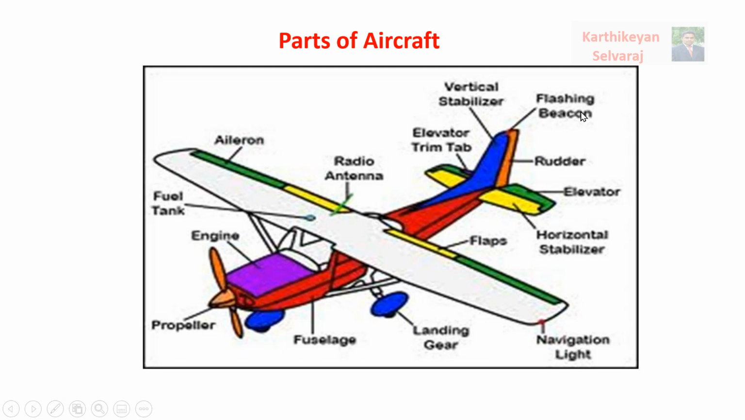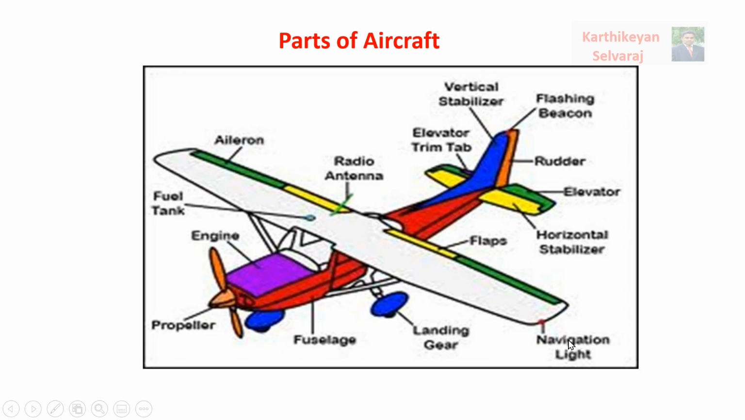The first one is the flashing beacon. So what is the purpose of the flashing beacon? The flashing beacon will normally be red in color. It gives an intimation to the ground crew members or other aircraft that we are going to start the engine or we are going to shut down the engine. Like that, we give some indication by turning on the red light on the tail portion of the aircraft. That is the purpose of the flashing beacon.